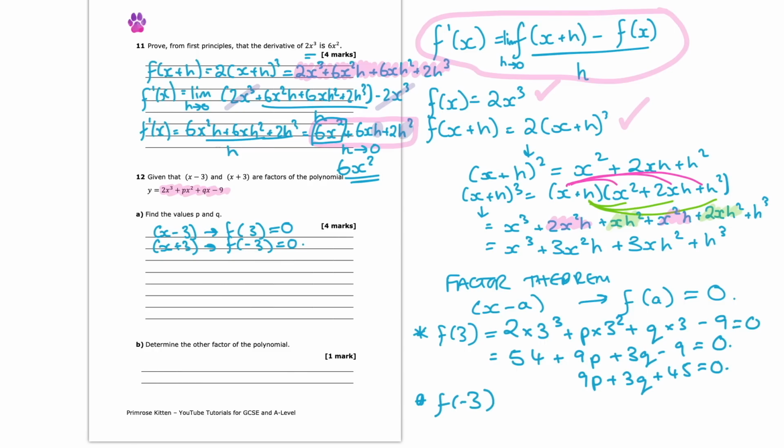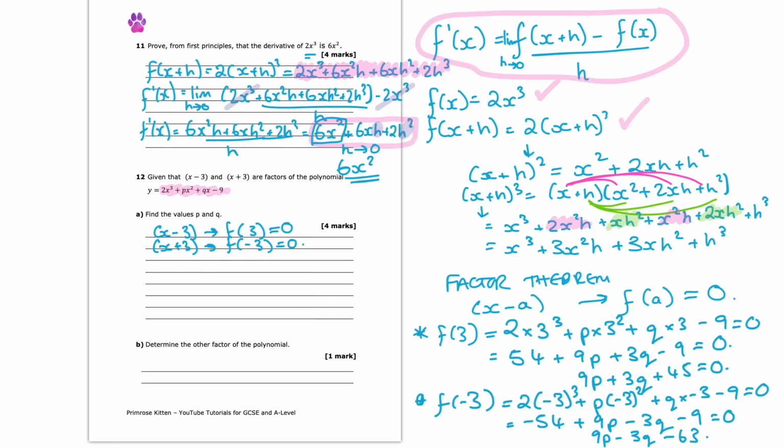So now let's have a go at using the factor x plus 3, substituting in minus 3 to say that it's going to equal 0. So we would get 2 times minus 3 cubed plus p times minus 3 squared plus q times minus 3 minus 9 equals 0. That will end up giving us minus 54 plus 9p minus 3q minus 9 equals 0, which simplifies to give us 9p minus 3q minus 63 equals 0.